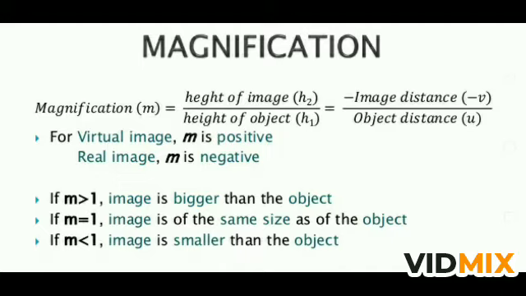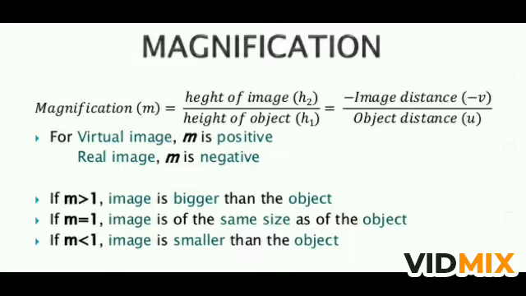So magnification is denoted by small m, and it is equal to height of image upon height of object, that is h2 upon h1. h2 we are taking as the height of image and h1 as the height of object. Or we can say image distance upon object distance, that is minus v upon u. It is a relation for magnification in terms of height of image and height of object, and in terms of image distance and object distance. So h2 upon h1 is equal to minus v upon u. For a virtual image, m is positive, and for a real image, m is negative.